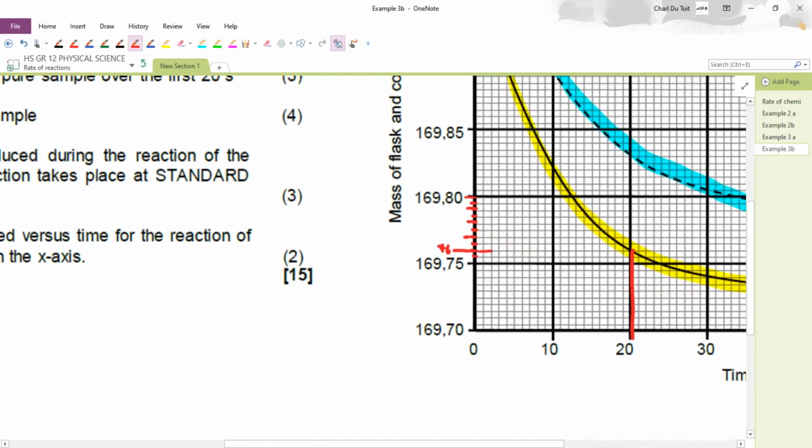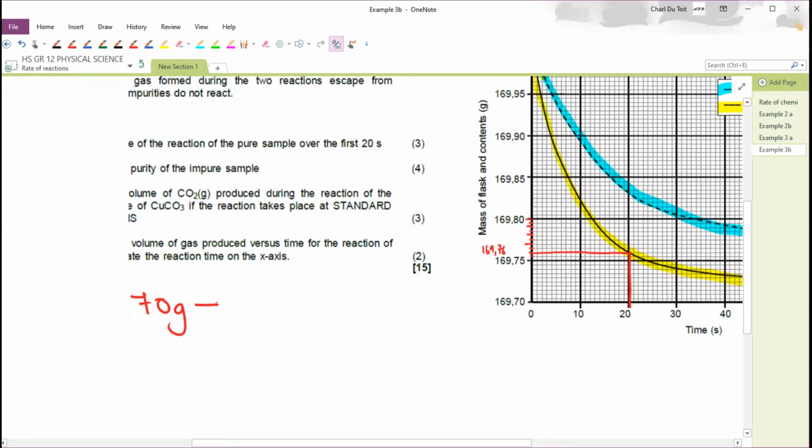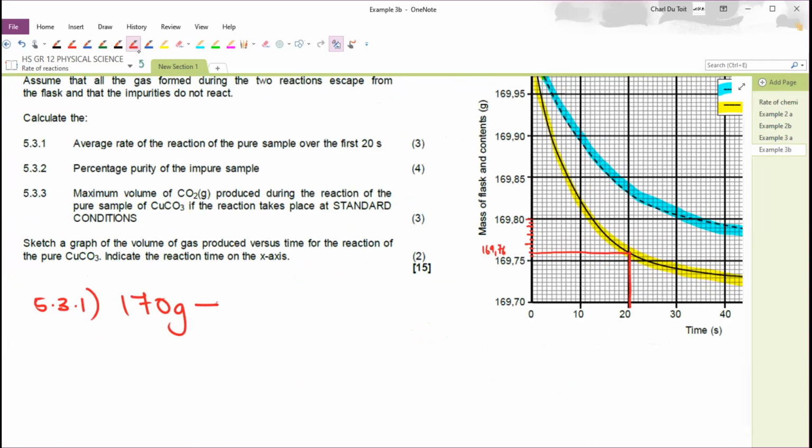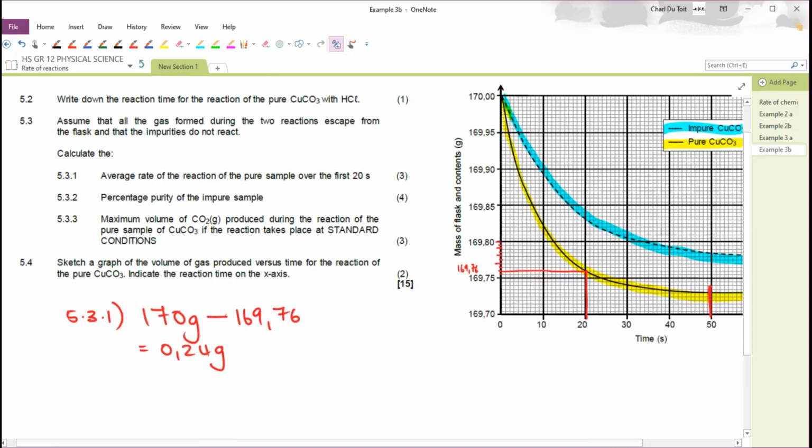See if you can read that place there exactly. I would say it's 169.76. You agree? Yeah. So 169.76. So that means there's only like a what? 0.24 grams used. Okay, is that correct? Yes, or gas came off. So the weight of the flask decreased by 0.24 grams.